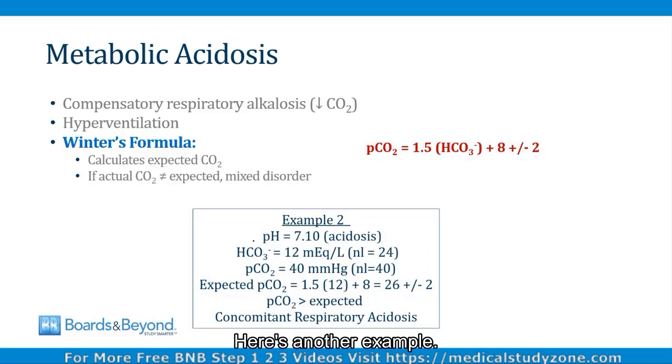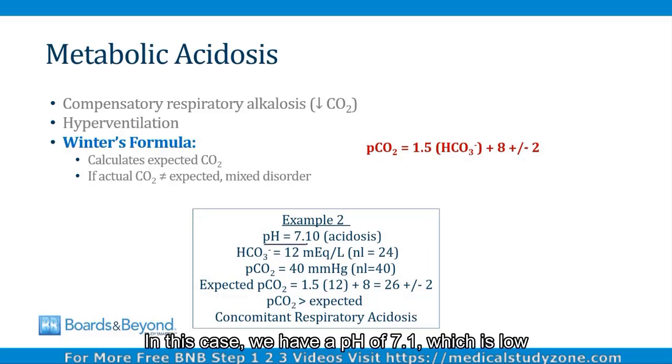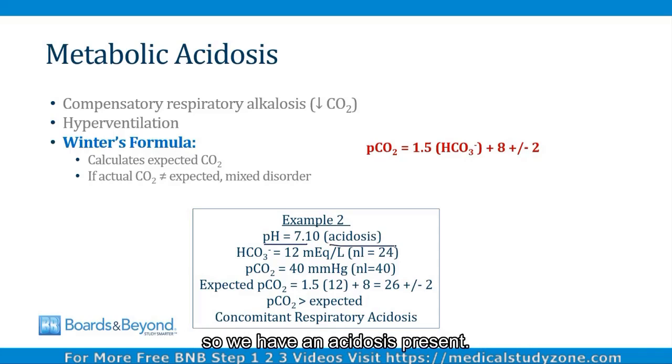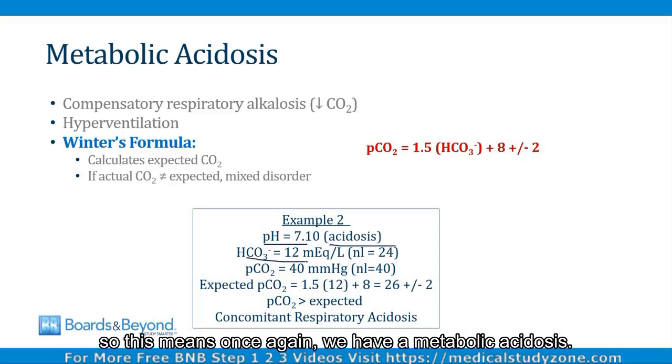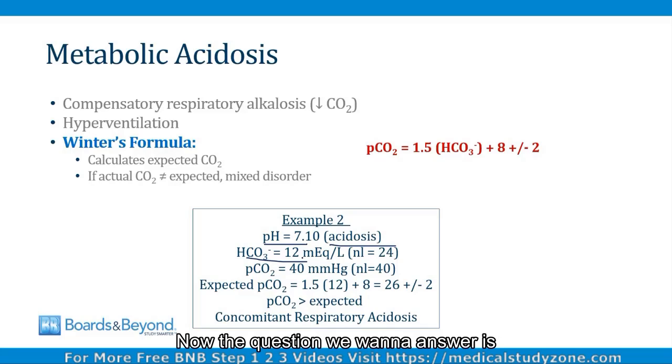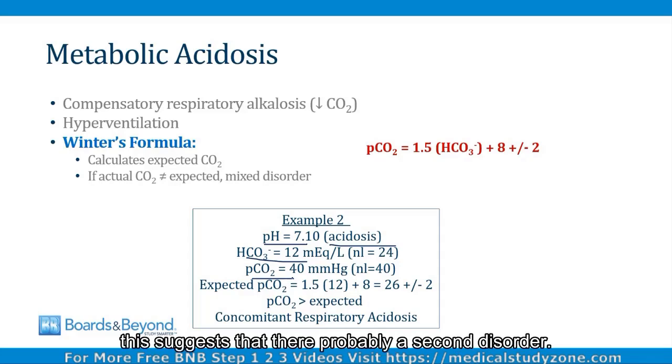Here's another example. In this case, we have a pH of 7.1, which is low, so we have an acidosis present. The bicarb is 12, which is also low, so this means once again we have a metabolic acidosis. Now the question we want to answer is, is there anything else going on? Do we just have a simple metabolic acidosis, or is there another disorder present as well? The PCO2 is 40, and right away this suggests that there is probably a second disorder.